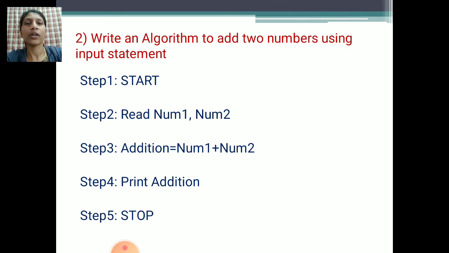In step 4, whatever result we get here, we will declare in step 4. Step 4 is print addition, meaning whatever number we get here, we will print on the monitor screen. So print addition: 1 plus 2 is 3, so print 3. Then step 5 is stop the algorithm. These are the steps to write down the algorithm. According to these steps, we will write down any particular program's algorithm.